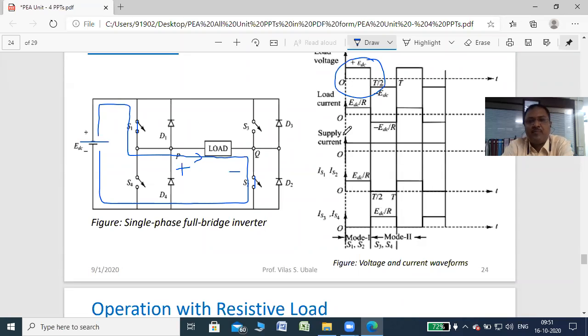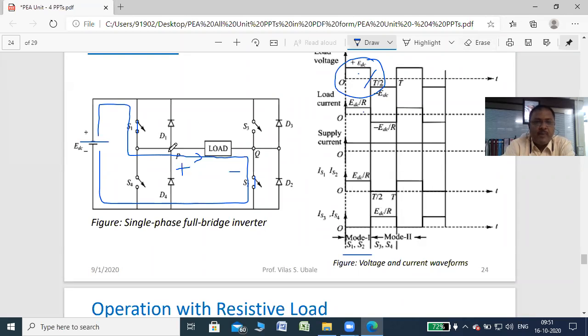See, this is the first part, right? So during this particular time, S1 is on, S2 is on, mode 1. See here at the bottom of this output waveform, S1, S2 is on. So that time the voltage is positive and current is also positive for resistive load, right? Up to time T by 2. At T by 2, S1 and S2 both turn off. It's a resistive load, so no energy is stored across the resistive load.